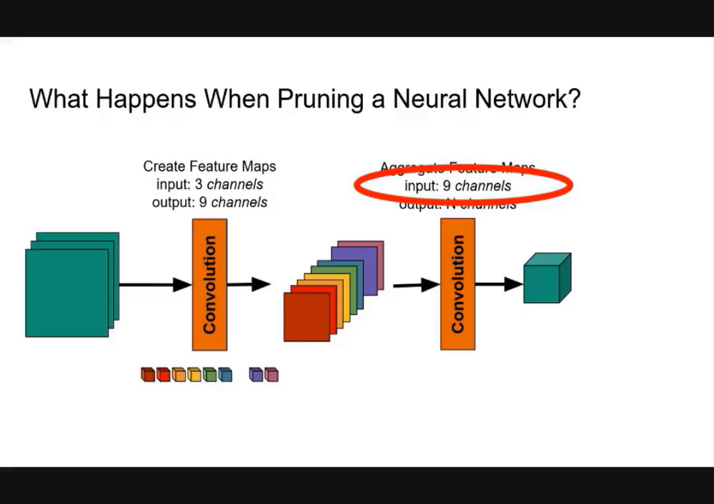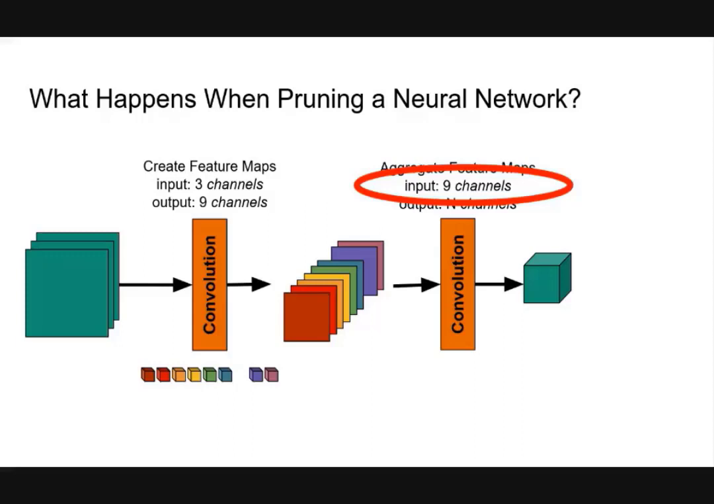Well, that next layer expects 9 inputs. So those kernels are all set to look for 9 different inputs, and if they don't see them, then the computer just breaks and doesn't know what to do. So the moral of the story is when you're pruning, you can't just delete things in isolation. You have to look for these dependencies that are further on in the network.